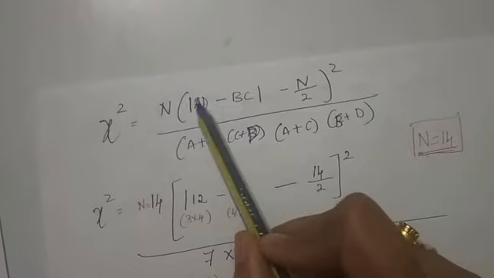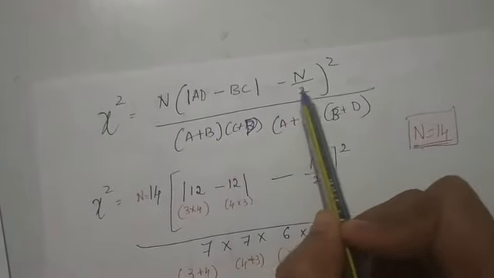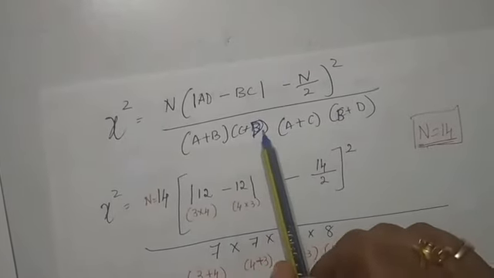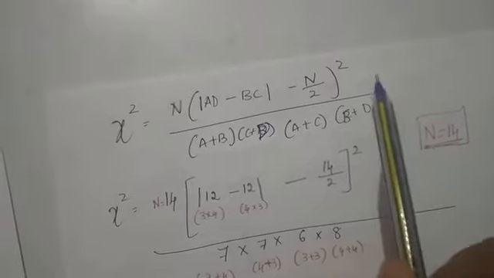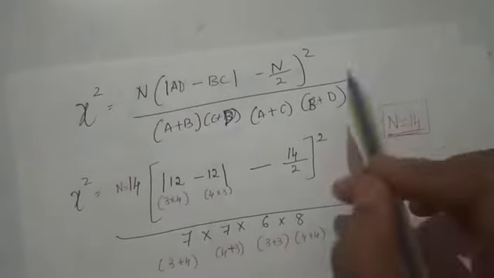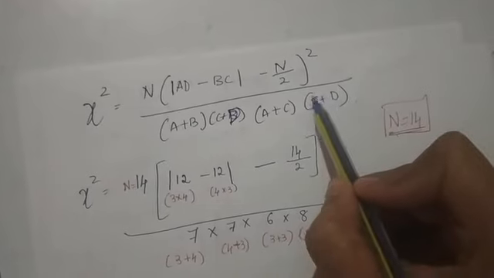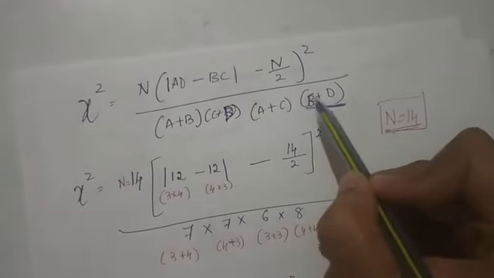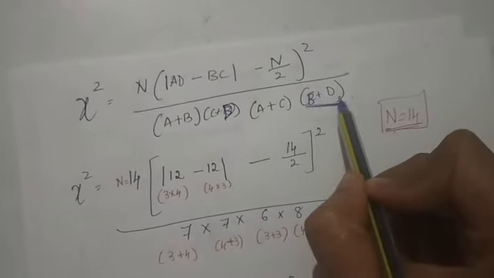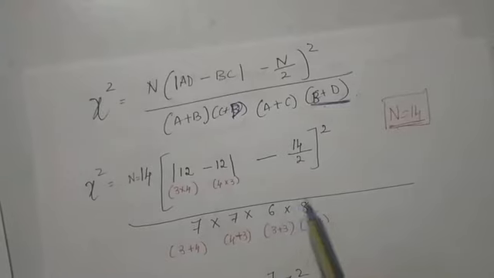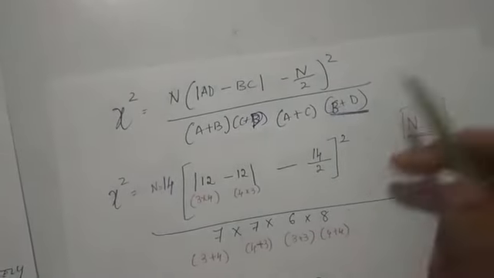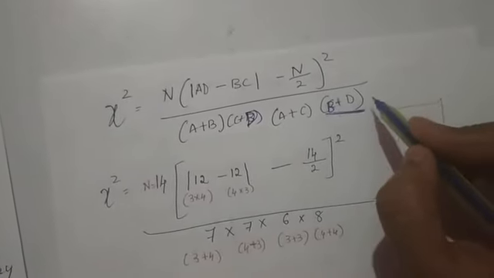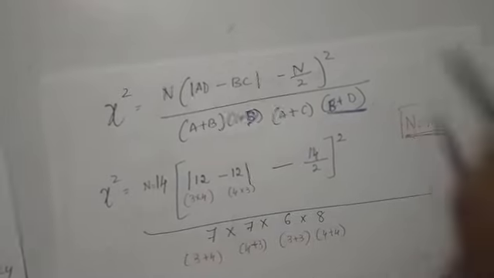Chi-square is equal to n into AD minus BC minus n by 2 whole square, then A plus B, C plus D, A plus C, B plus D. So when you look into your statistics book, please make sure that the formula written there has B plus D. In some books C plus D is written twice, but when we look into the substitution, it is written 8. So the formula is printed in a wrong way. It's B plus D, so make sure you don't commit that mistake.